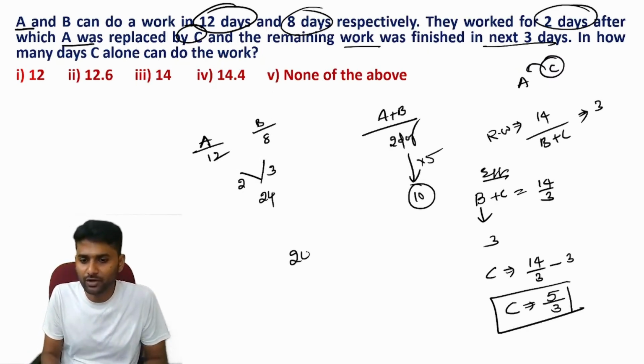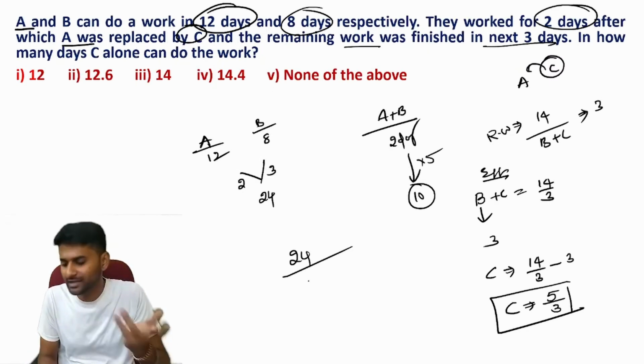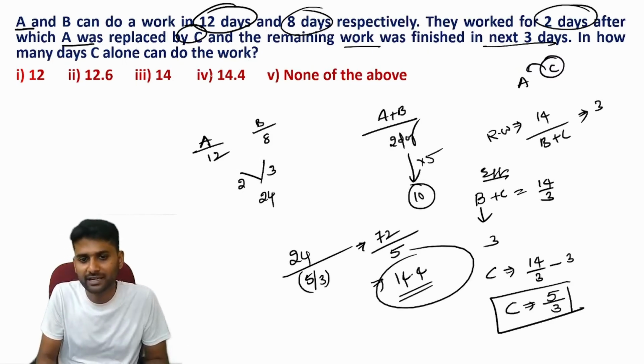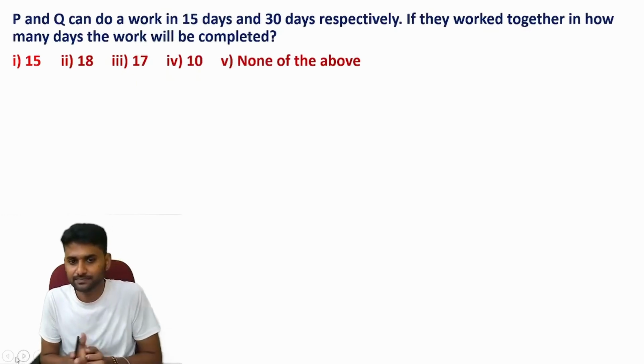Now we are going to assign this work to C alone. How much time does it take? 24 divided by 5 by 3. It's all about 72 divided by 5. So you should go through the calculation. It takes only 14.4 days. Next.